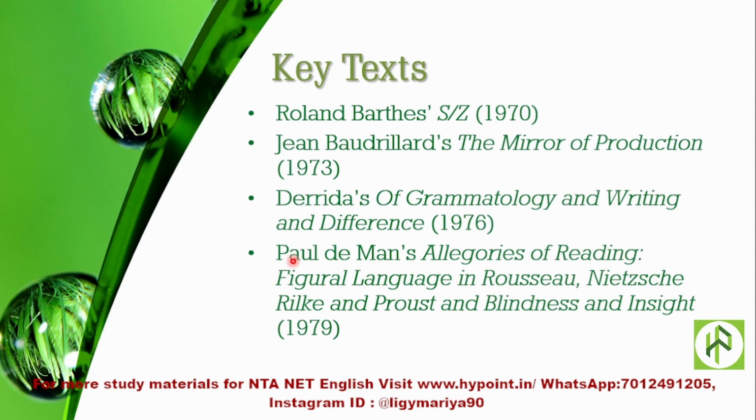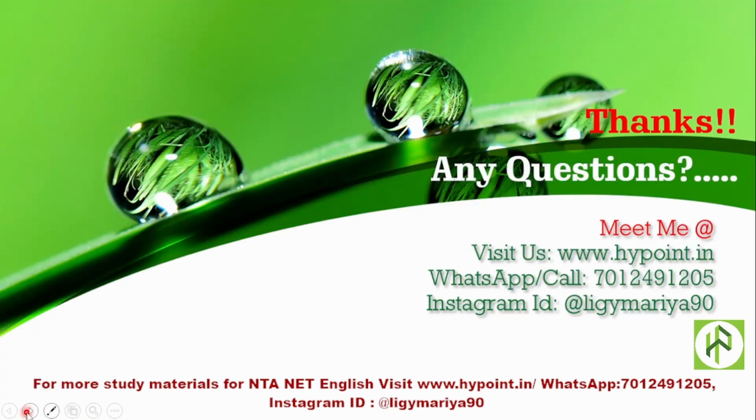Now let's see key texts related to deconstruction. There are many important ones, but I just mention four of them. Roland Barthes's S/Z, published in 1970. Jean Baudrillard's The Mirror of Production in 1973. Derrida's Of Grammatology and Writing and Difference in 1976. Paul de Man's Allegories of Reading: Figural Language in Rousseau, Nietzsche, Rilke and Proust, and Blindness and Insight, published in 1979. Pause the video, or read the titles and authors two or three times to remember them better.